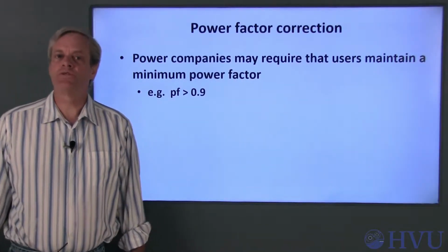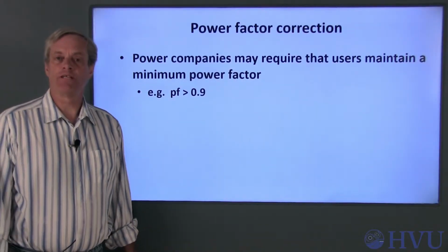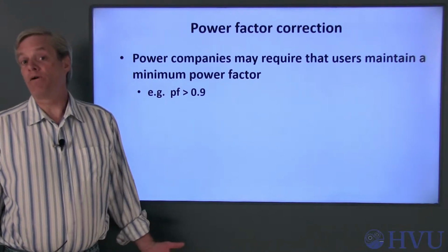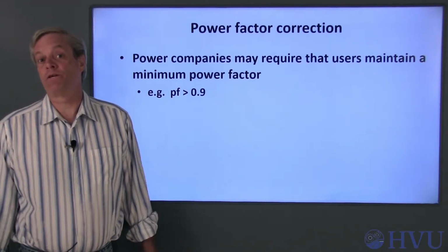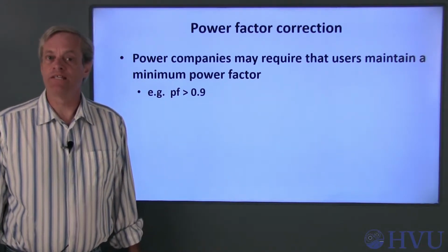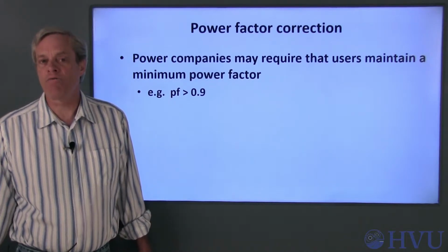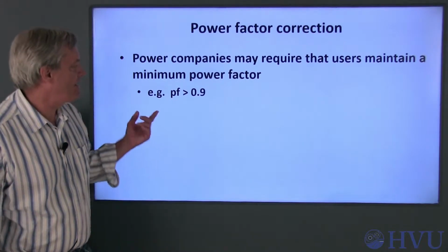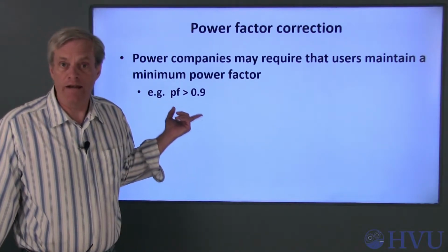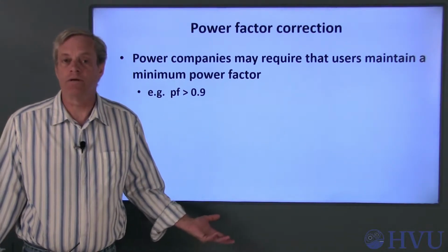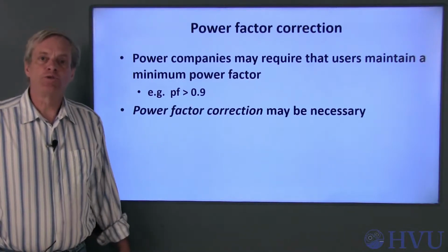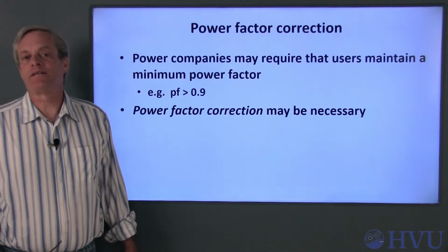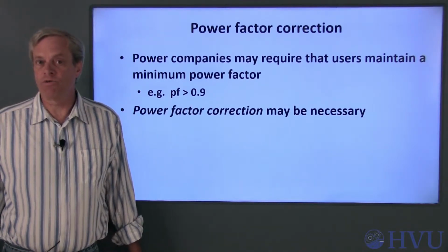In order to reduce the wasted energy associated with transferring reactive power, the power company may require users, especially larger ones like factories, to maintain some minimum power factor. For example, the power company could tell you that if your power factor isn't at least 0.9, they just won't send you power anymore. If your power factor is too low, you may need to correct the power factor to meet the power company's requirements.